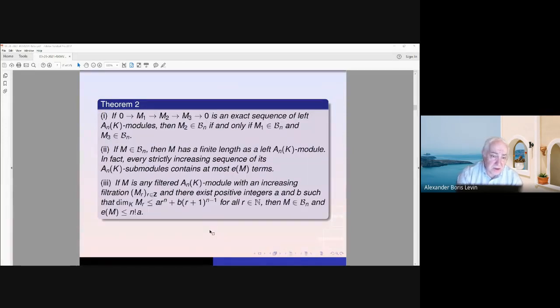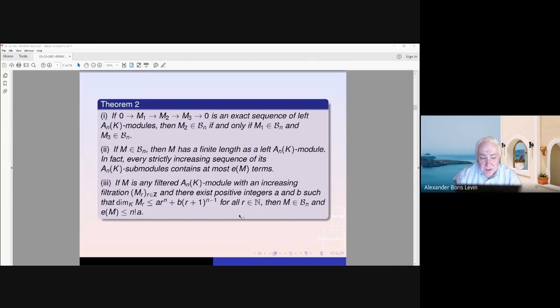And this is a theorem that just illustrates some properties of such modules. If you have an exact sequence of modules, then M2, the middle term, belongs to the Bernstein class if and only if M1 and M3 are in this class. Moreover, if M is in the Bernstein class B_n, then it has finite length. In fact, every strictly increasing sequence of submodules contains at most that many elements.